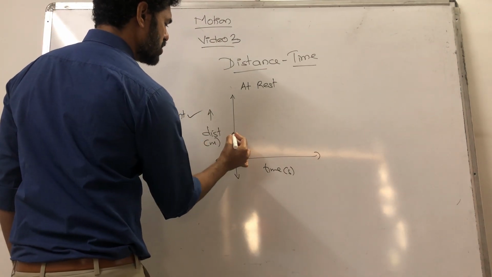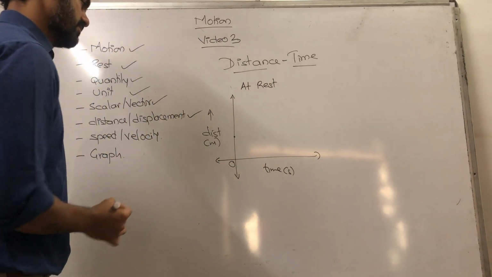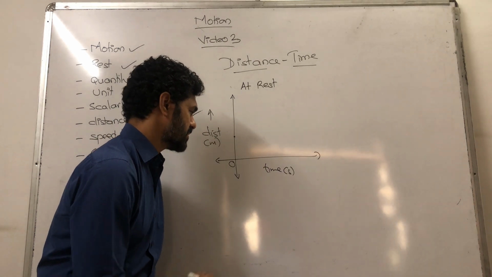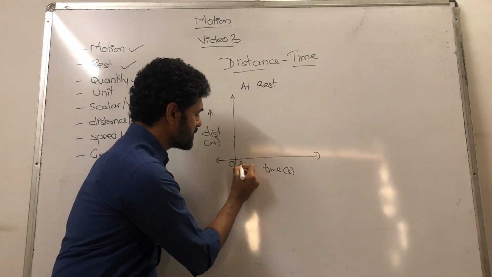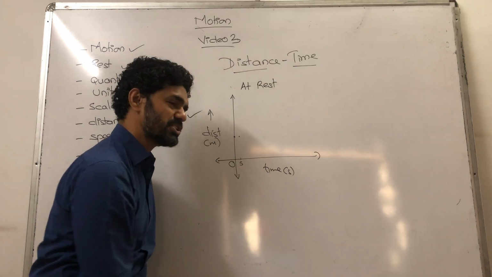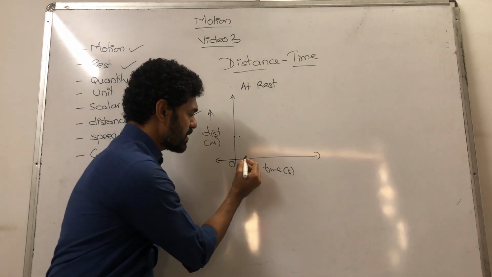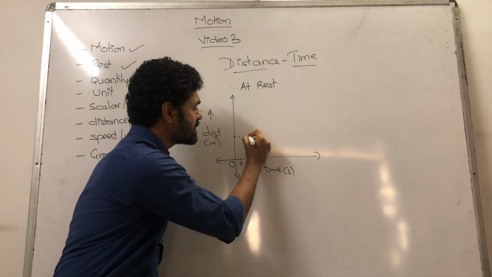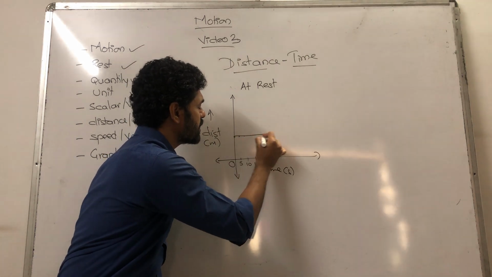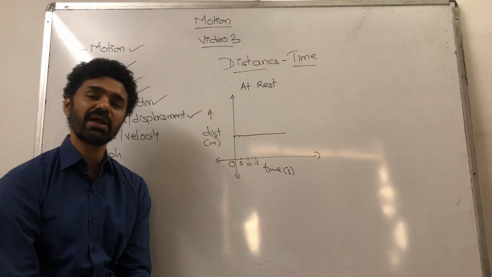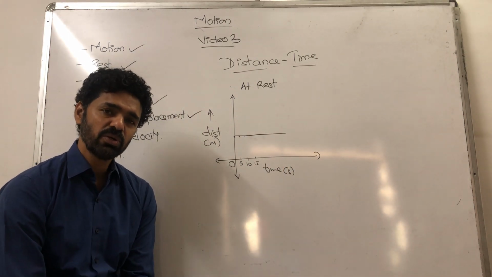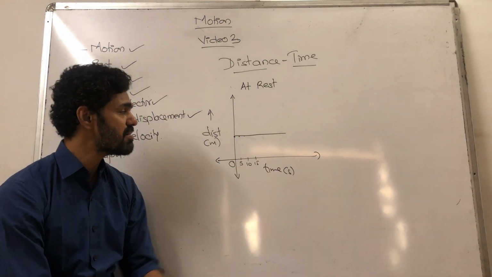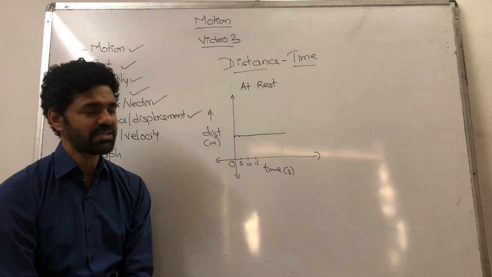Let's say that at time 0 the object is at this point. Now the object is at rest. So after 5 seconds the object will lie still at the same position, because it is at rest, it is not moving. After 10 seconds it will be at the same position. At 15 seconds it would be at the same position. So if you keep on joining this line, you get a straight line which is parallel to the time axis. So we say distance time graph for an object at rest is a straight line parallel to the time axis.